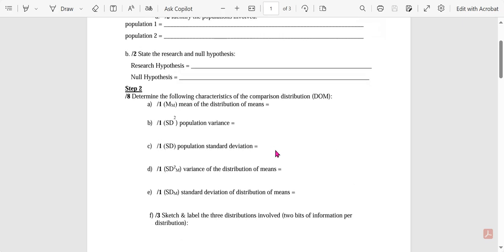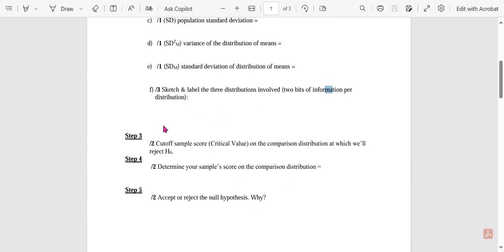So here we've got what is the mean of the DOM? Okay? What is the population variance? Not of the DOM, there's no little m, right? What is the standard deviation of the population? Not the DOM, there's no little m. Now I want you to find the variance of the DOM. There is a little m, and here the standard deviation of the DOM, okay?